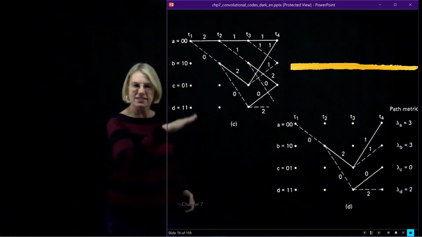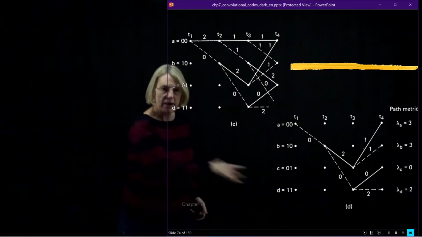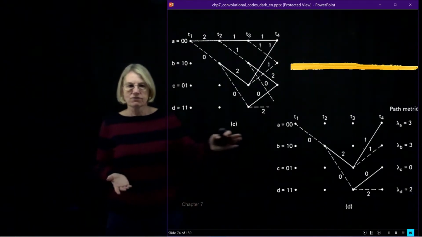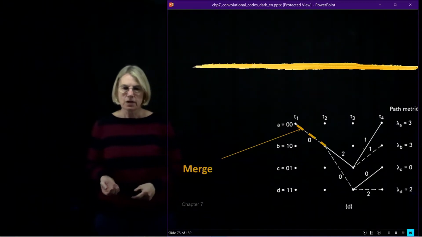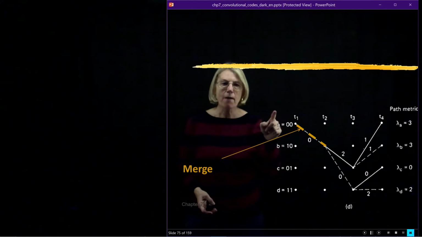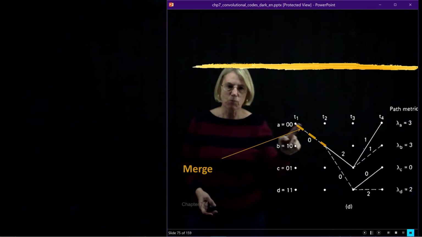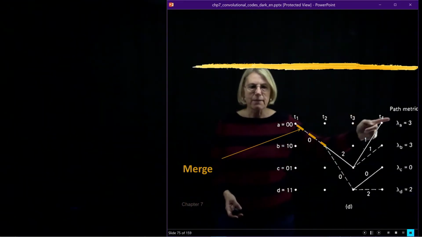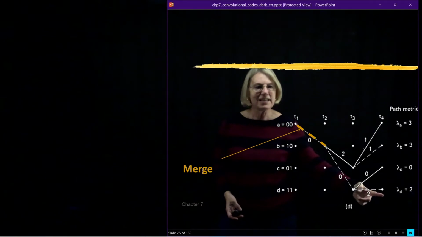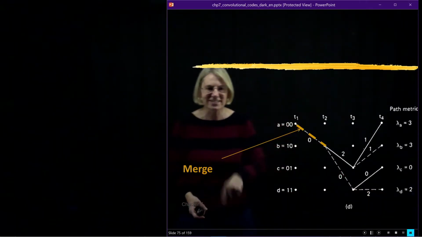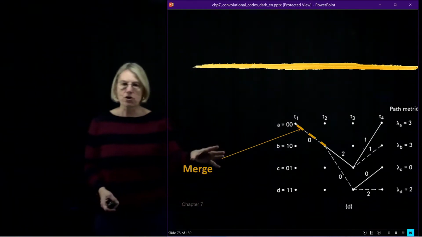So having gotten to time 4, with these 4 possible paths, what conclusions can I draw from having reached this point? So the first thing I want you to observe is that all 4 of these paths have a common element here between time 1 and time 2. This transition everybody agrees with. Whether at time 4 I think I'm at state A or I think I'm at state D, I am sure that when I was here at this transition was a 0. We call that a merge.